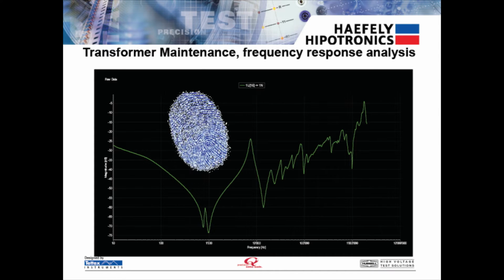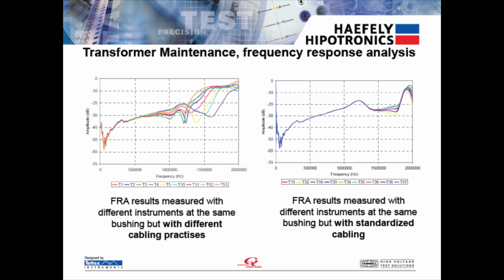So as I said, the FRA frequency response analysis fingerprint will only change if mechanical deviations or changes happen in the transformer. So here's a comparison between two FRA results, the same bushing measured with different instruments, but with different cabling practices, and you can see some variation. And on the right, you can see different instruments at the same bushing with standardized cabling, so as long as the connections are all the same, you should get the same response, the same result.